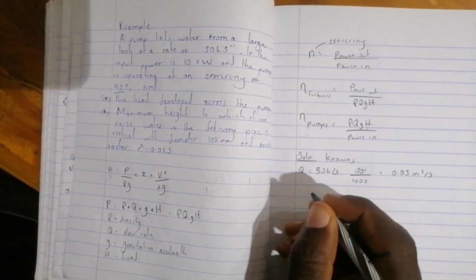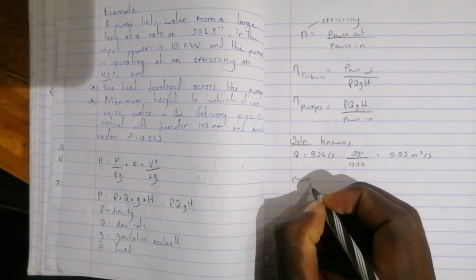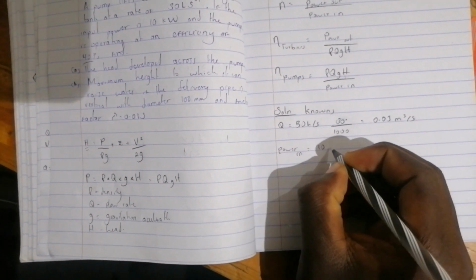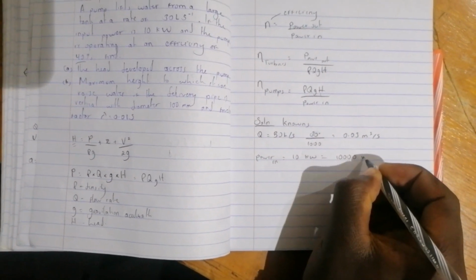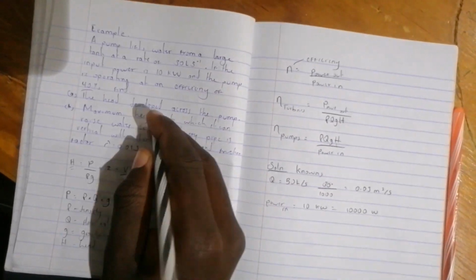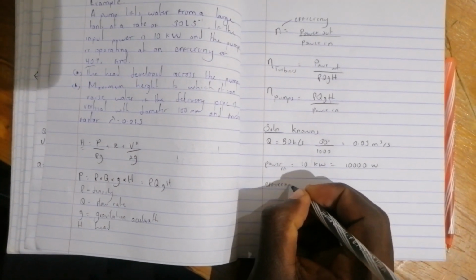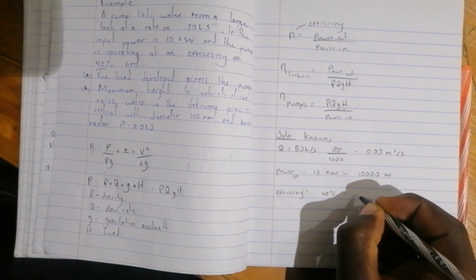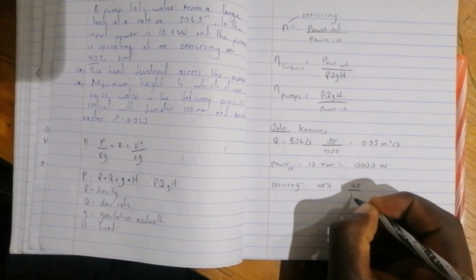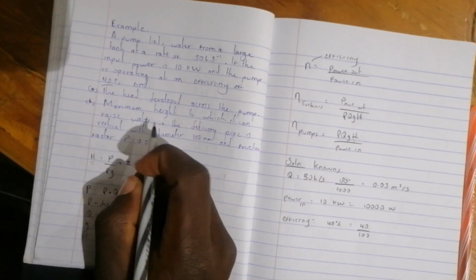Then we have the power in, which is 10 kilowatts, equals 10,000 watts. Then we have the efficiency, equals 40%, and you can always write 40 over 100 to avoid confusion.